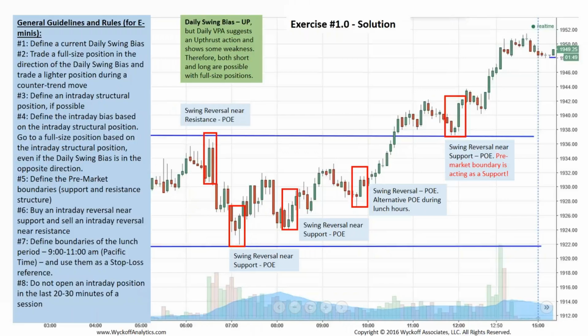Okay, since E-minis trade 24/7, wouldn't the support and resistance change dynamically? How would we determine the support and resistance in that case?